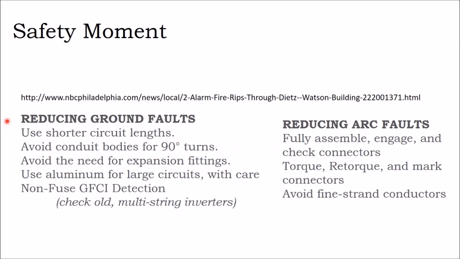So for best practices of reducing ground faults, you can use shorter circuits. You can avoid conduit bodies for 90-degree turns. Don't shove all your wire into a protective sheath unless you have to. Avoid the need for expansion fittings where the wires could be caught and frayed.